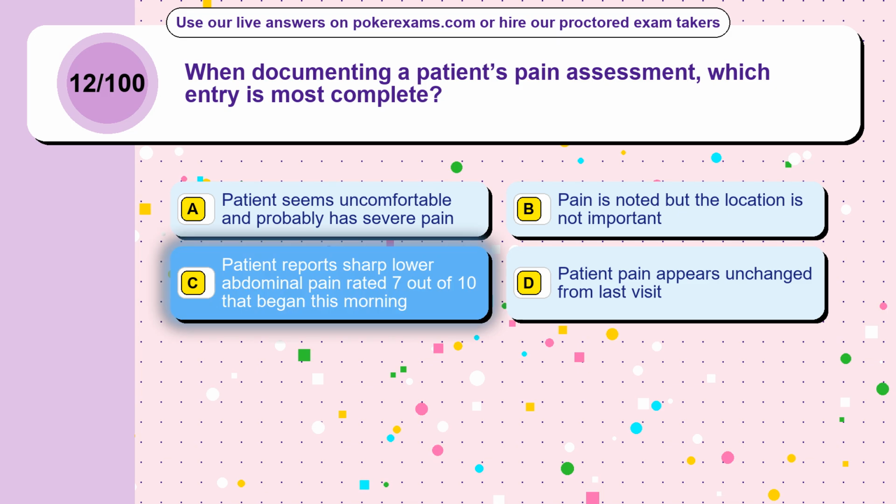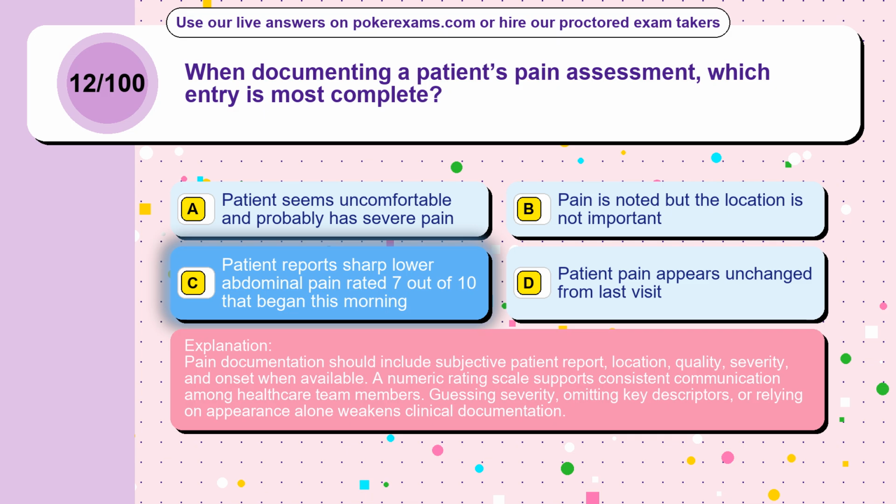The correct answer is option C. Patient reports sharp lower abdominal pain rated 7 out of 10 that began this morning. Pain documentation should include subjective patient report, location, quality, severity, and onset when available. A numeric rating scale supports consistent communication among healthcare team members. Guessing severity, omitting key descriptors, or relying on appearance alone weakens clinical documentation.